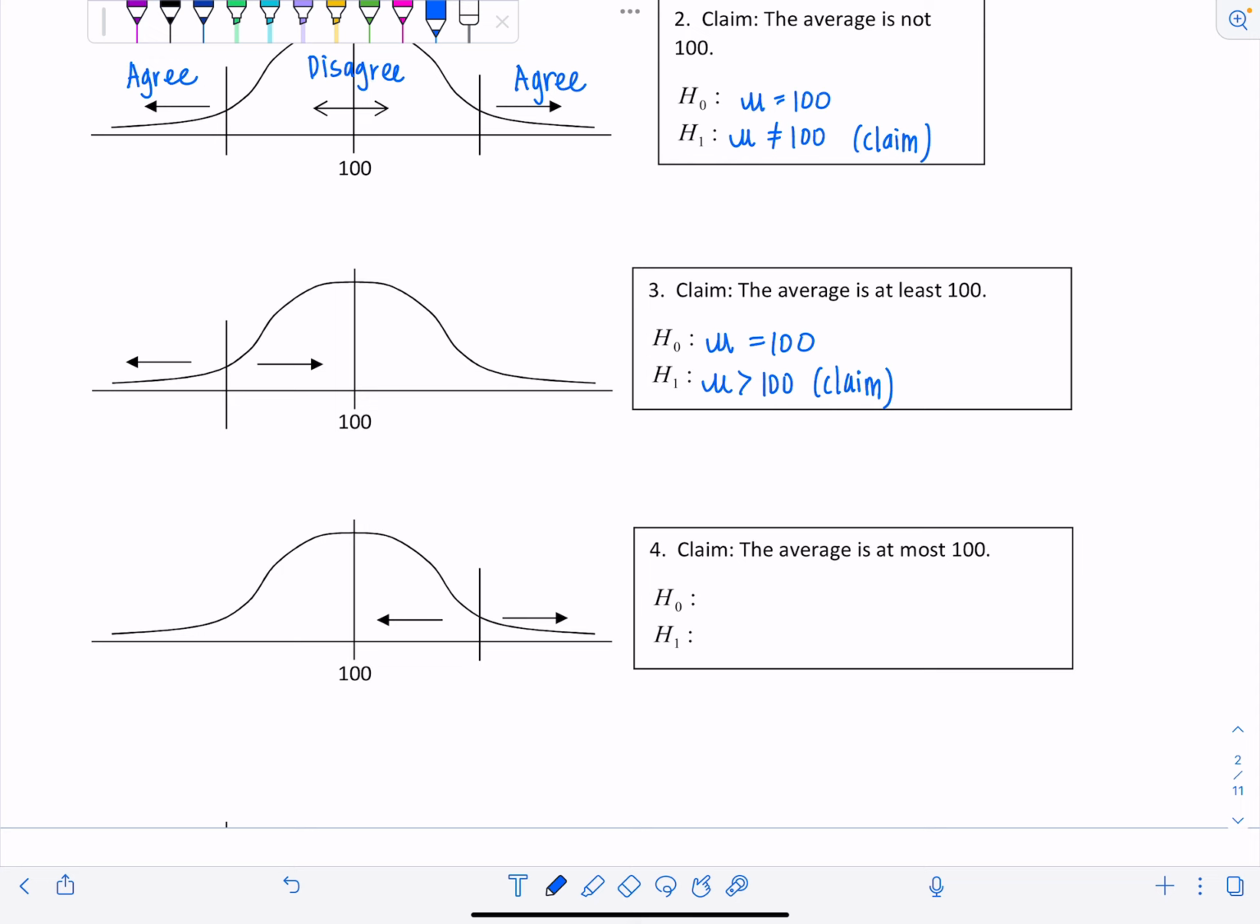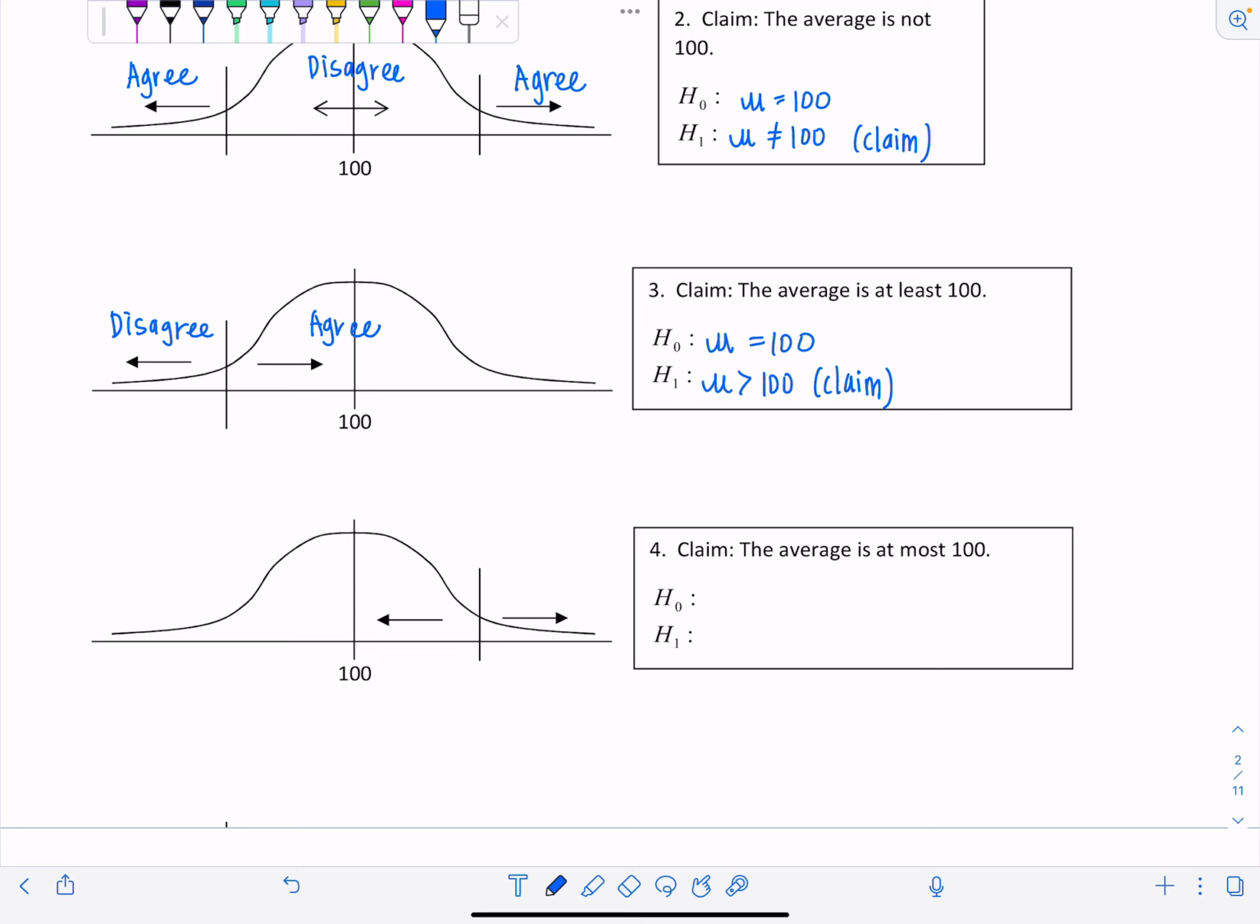So where would you agree with the claim? Well, obviously, for values that are larger than 100, and even if it's a little bit below, you're like, you know what, that's okay. Sampling error. Hey, it happens. But you would disagree with the claim if your sample mean came out much smaller than 100. Then you'd say, no way, no how. Mu is not greater than 100.